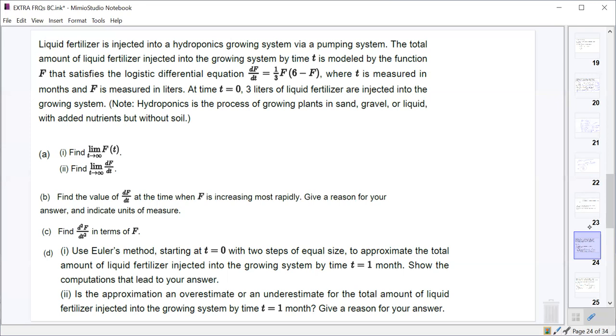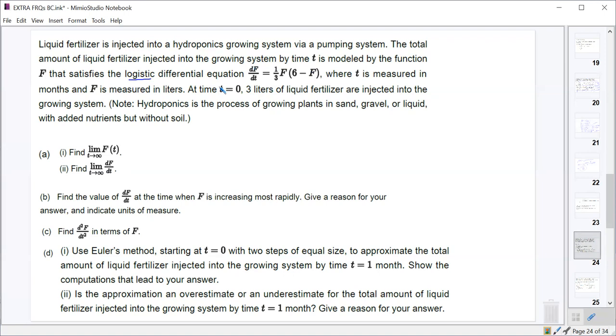Anyway, the amount of liquid fertilizer that's injected into it is modeled by this logistic differential equation. df/dt is 1/3 f times 6 minus f. We know it's logistic, not just because they say it's logistic, but because it's k times the variable f, and then m minus that same variable f, not the variable in the denominator, not the t, but the amount of the population. That's what we usually use, but this time it's the amount of fertilizer. We're given an initial condition that at t equals 0, there are 3 liters injected into it, and then they give us a note about what hydroponics is.